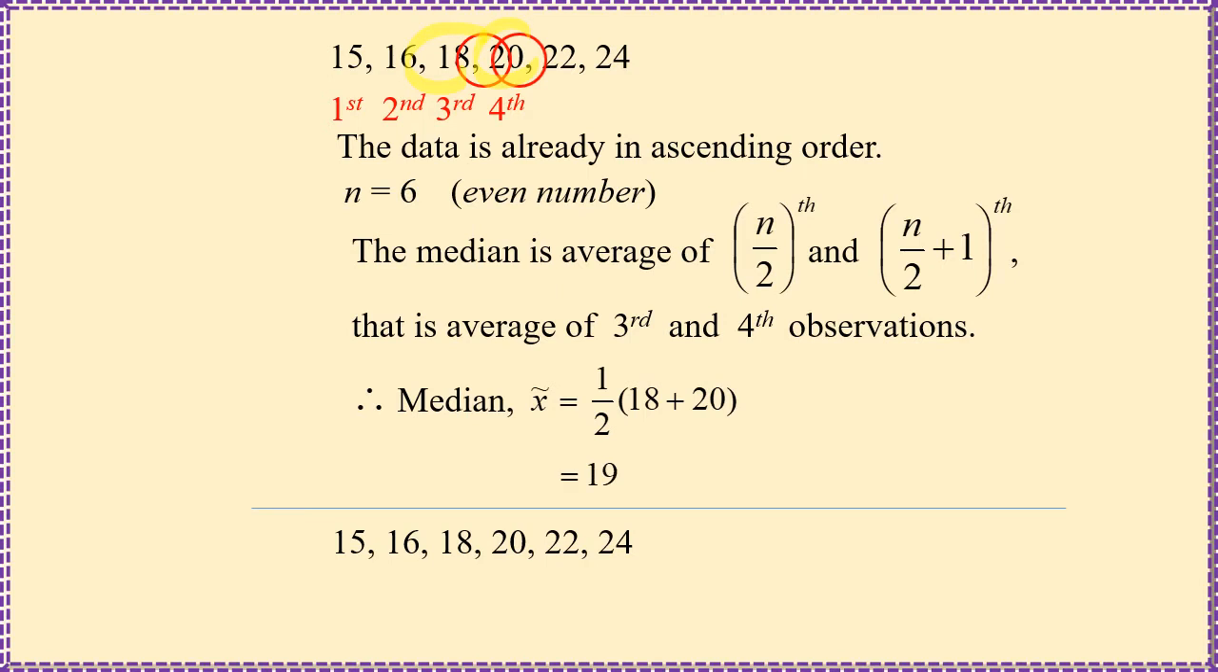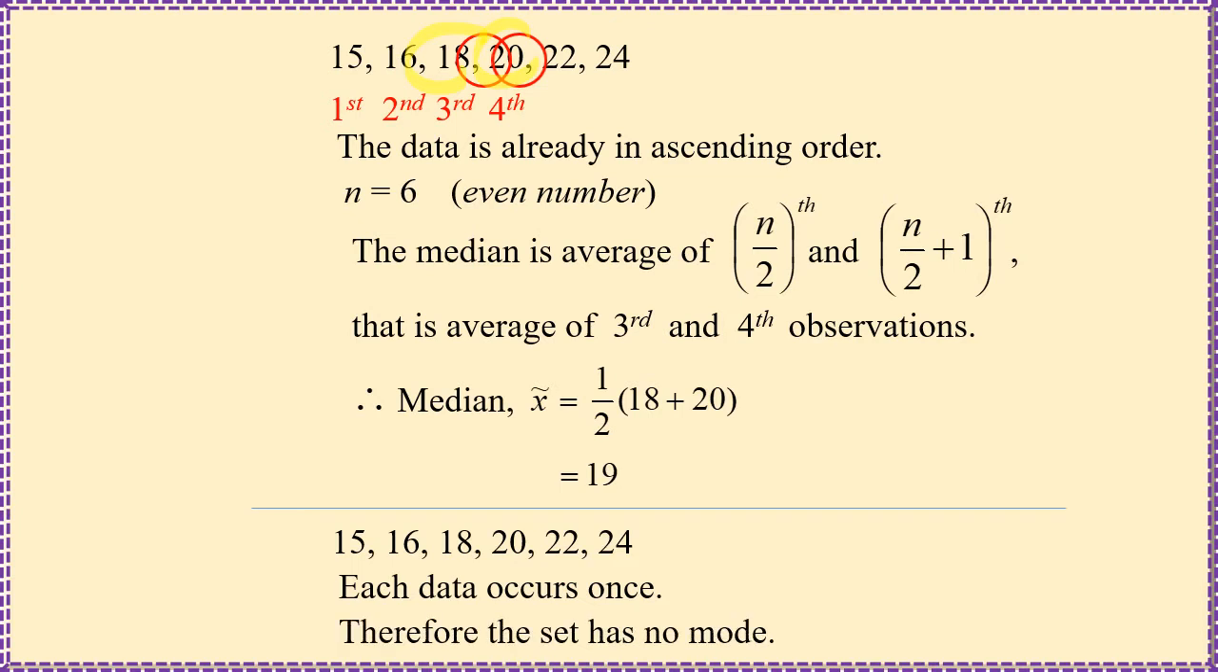And lastly, the mode. Do we have any repetition of the data? No. So we don't have a mode. Each data occurs once. So there is no mode. Therefore, the set has no mode.